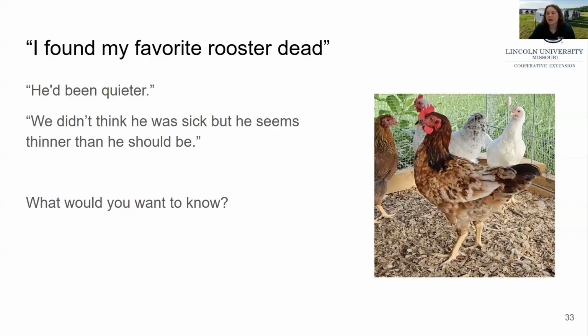I might ask how long he's been acting differently, if they noticed whether he'd been eating and drinking, had he been losing weight, were there any changes in droppings or behavior? And really importantly, are they noticing any of this in other birds? So if you're seeing repeated deaths, we definitely have to step back and take a look at the flock level pattern. But even if it was one single bird, the lack of obvious signs doesn't necessarily mean the problem wasn't serious.